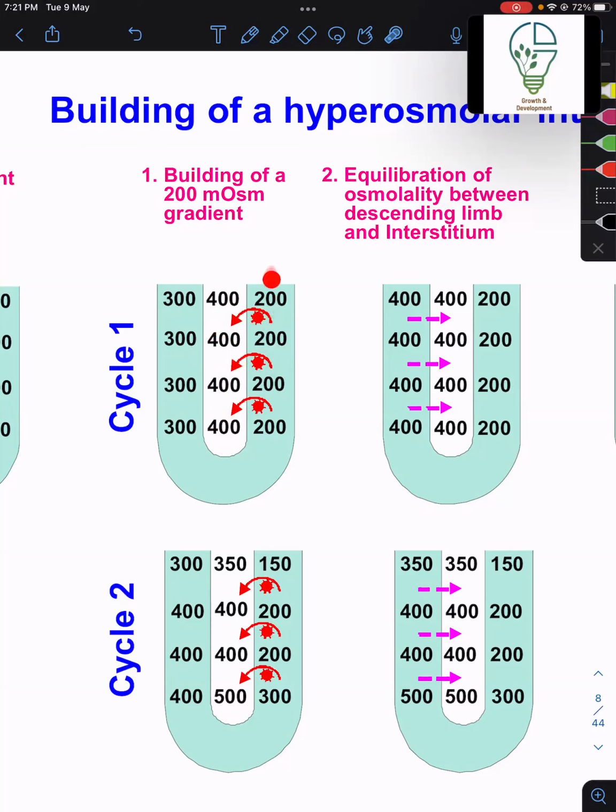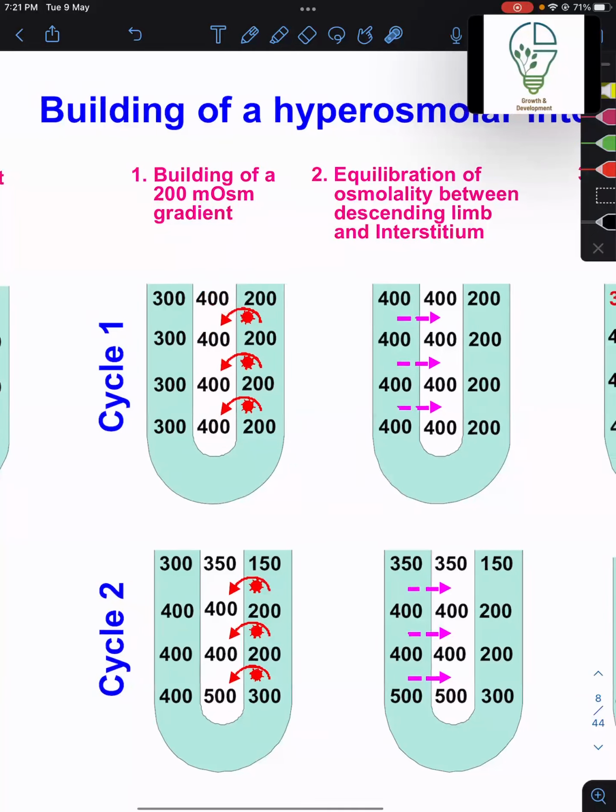So just to repeat it again, the first step is I look at my ascending loop of Henle. It's permeable to only solutes. It wants to create a very concentrated interstitium. And the way that it's going to do that is by pumping solutes from the tubule into the interstitium until it reaches a difference of 200 milliosmoles. Okay, that's the first step.